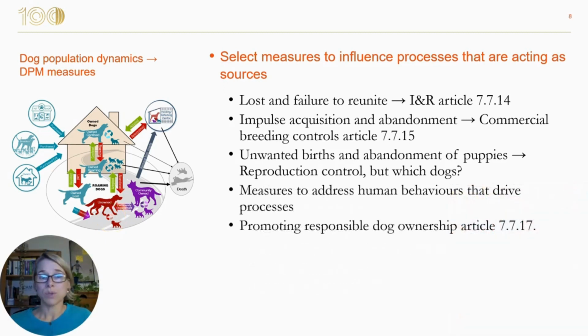I did want to note that many measures of DPM are actually not about altering dogs, but actually altering what people do with dogs. As a domesticated species, the population dynamics of dogs is strongly influenced by human behaviour, and so employing methods of human behaviour change within the design of DPM measures will be important, including when working on how to promote responsible dog ownership, as defined in Article 7.7.17.